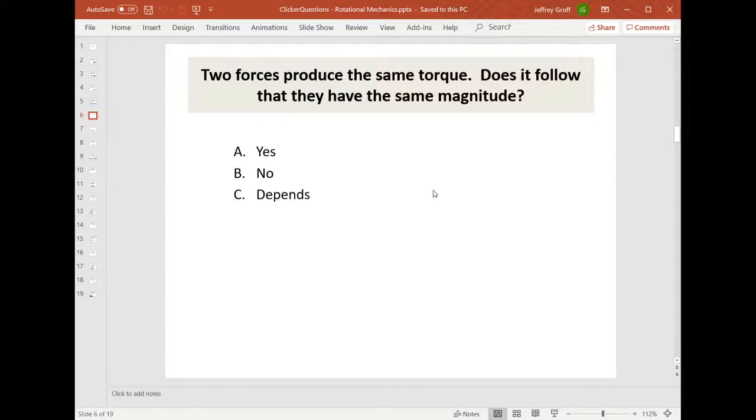Question about torque. Two forces produce the same torque. Does it follow that they have the same magnitude? They, meaning the forces. Two forces produce the same torque. Does it follow that they have the same magnitude?